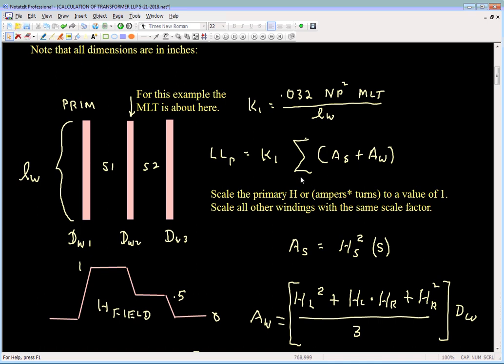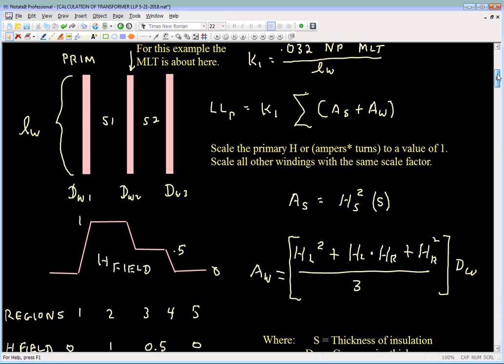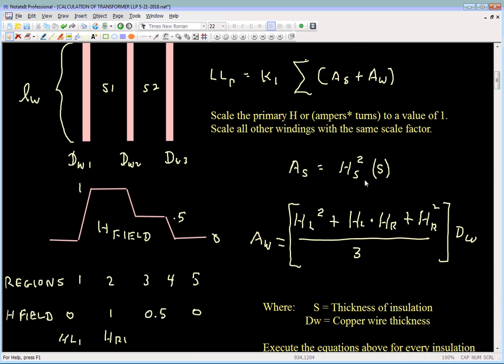Now what we want to do is the same thing we did for the capacitance parameter, which is to reduce the H field, which is in ampere turns, to a value of 1 for the primary, and then scale the value for the other windings accordingly. Now, the AS is simply this number, provided that H of S has a value of 1 for the primary, which is shown right here, 1. This has to be 0.5.